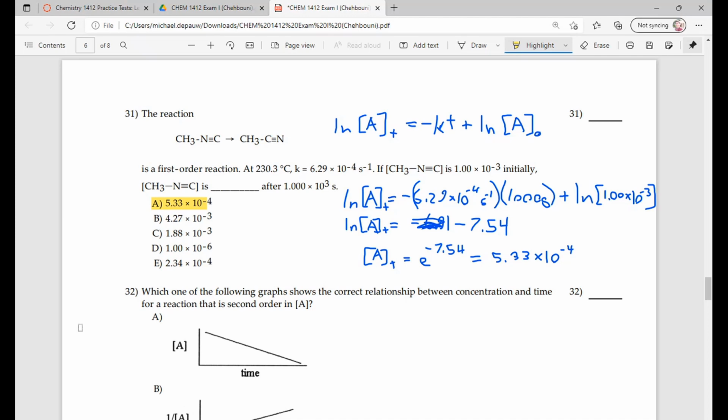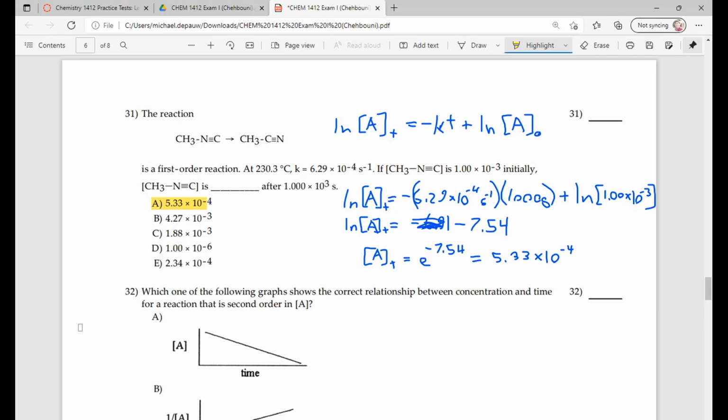So the ones that you could almost certainly reject would be which ones? B and C, because B and C have more than you start with, and that wouldn't happen in a case where you're losing reactant. Also, you could probably rule out D as well, because D is such a significant drop from this.